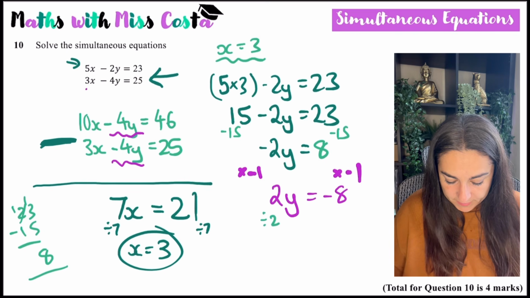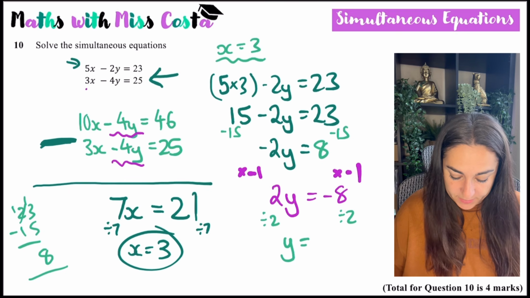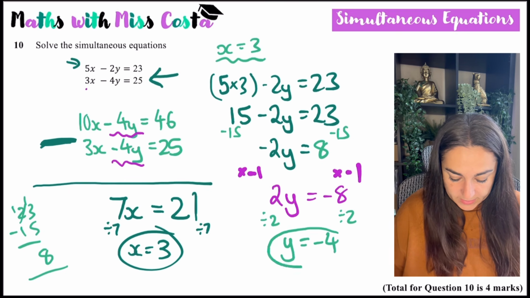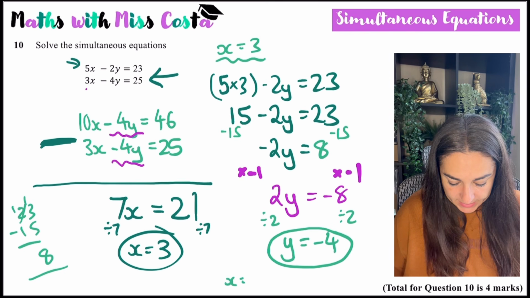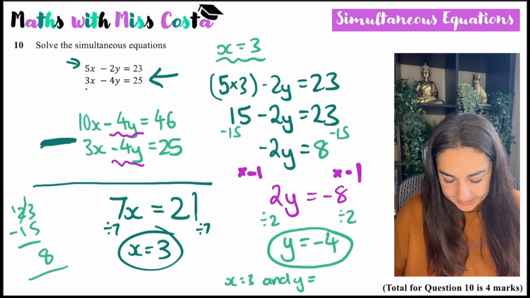But either way, that then means that I can divide both sides by positive 2. So minus 8 divided by 2 is negative 4. So y is negative 4. So your final answer would be x is 3 and y is negative 4.